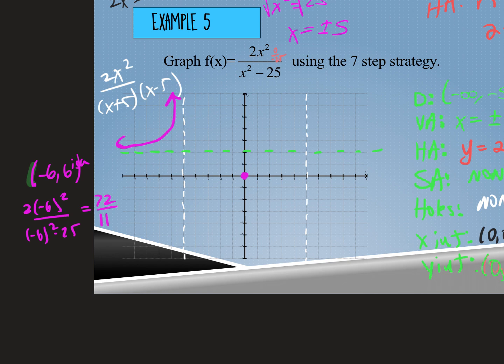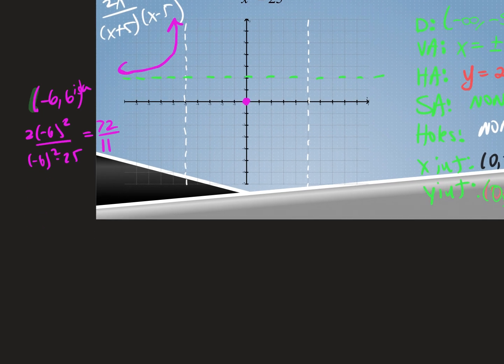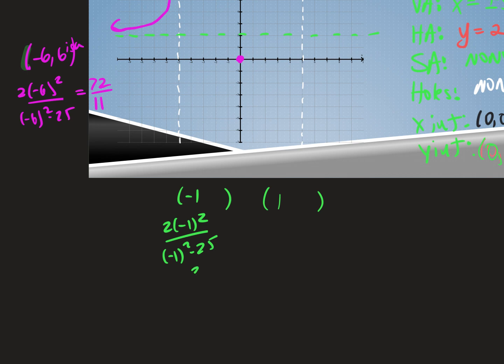I would do one to the left of the x-intercept and one to the right of the x-intercept. But what number could we use? It's easy: -1 and +1. So I'm going to plug in -1, and I'm going to plug in +1. I'm going to say 2 times -1 squared over -1 squared minus 25. Well, what's -1 squared? 1 times 2. So I have 2 over -24. Do you guys agree? You can simplify it if you want, but you don't have to.